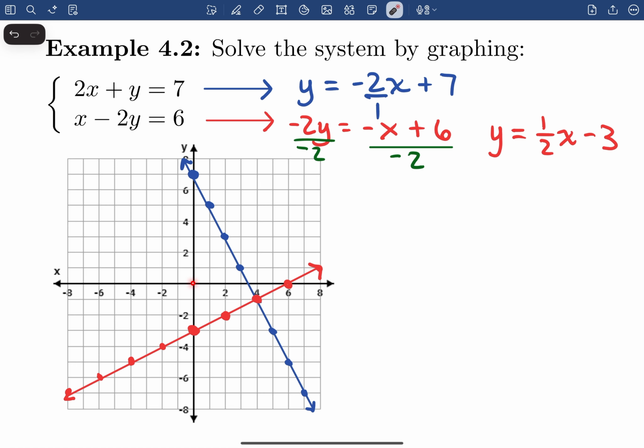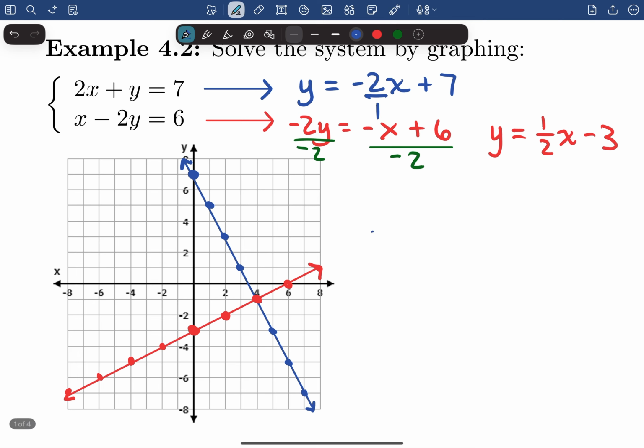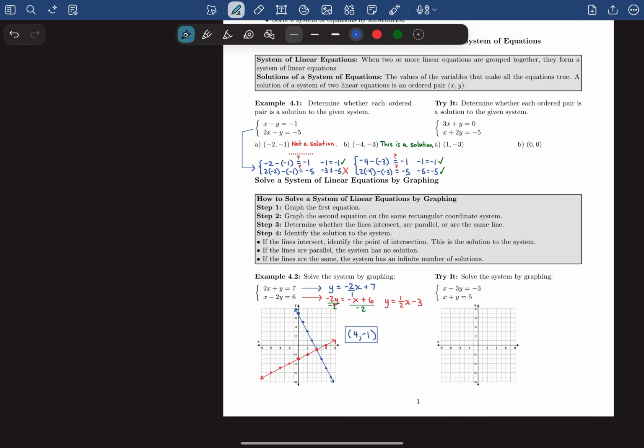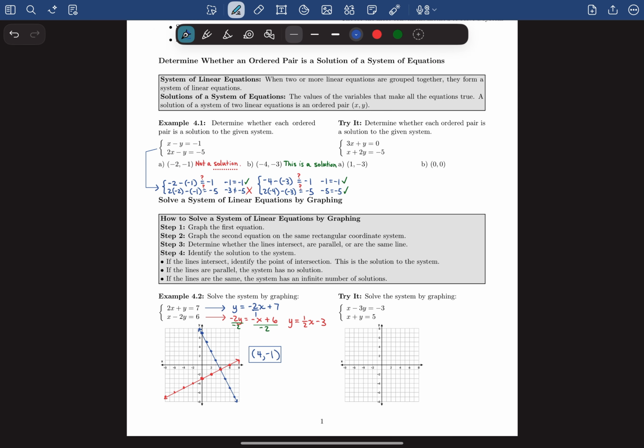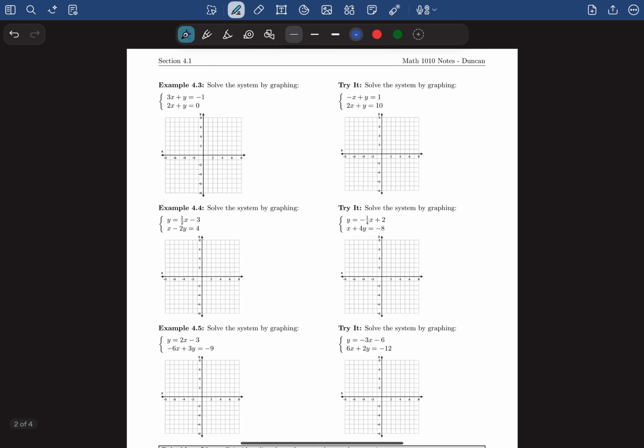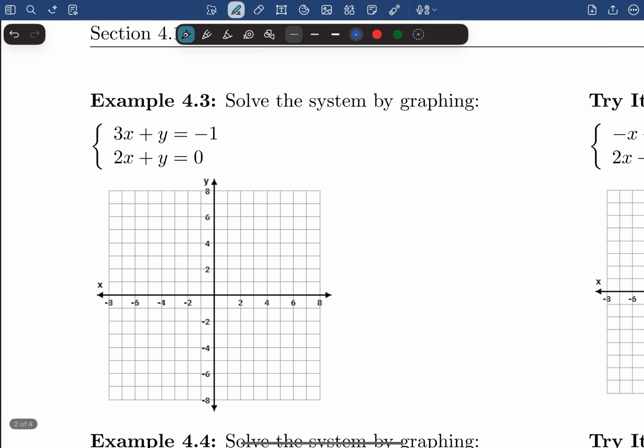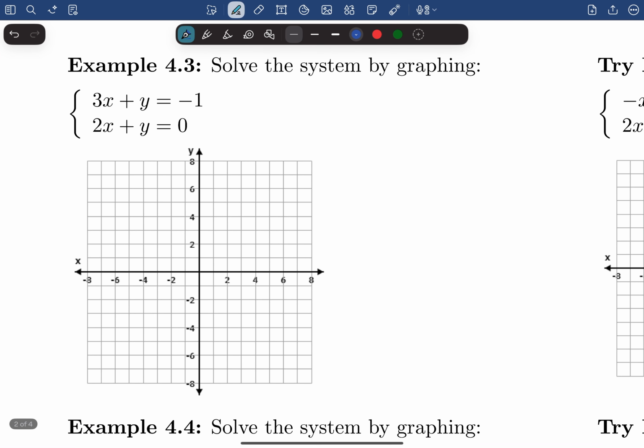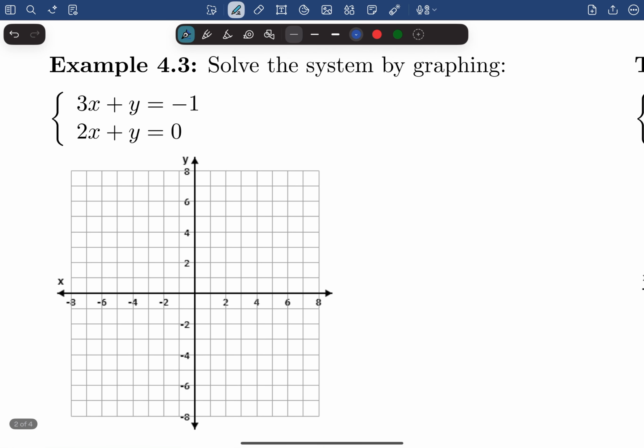So the x value is 4 units to the right from the origin, and the y value is 1 unit down from the origin. So we can write the solution to this system as (4, -1). We did it. We just solved this system of equations by graphing. Well, let's go ahead and move forward and look at a variety of other examples. So here's example 4.3. Solve this system by graphing.